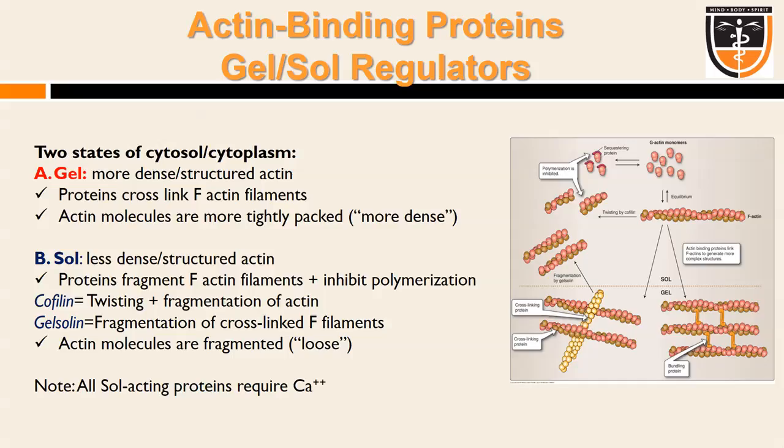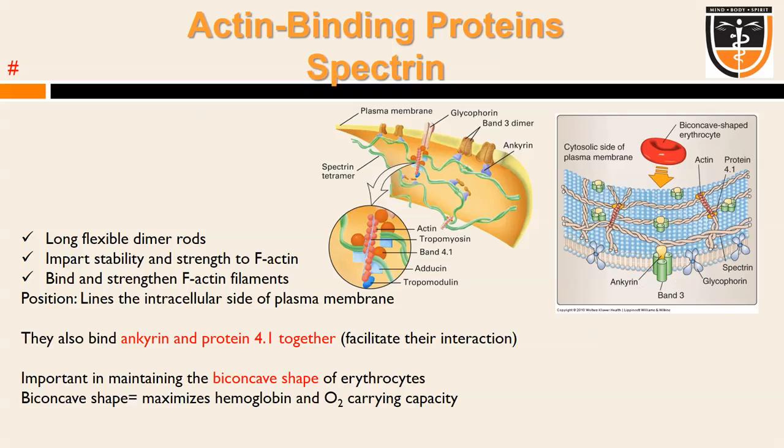Two I want to mention because they pop out on your boards. Cofilin forms twisting and fragmentation of actin. It twists and then fragments the actin, while gelsolin will cut away those cross-links between different actin molecules. So actin molecules become fragmented, they become loose. I also want to show you that these actin-binding proteins, specifically the ones that make cytoplasm go into the sol phase, require calcium for their work. So calcium is quite important for their activity.